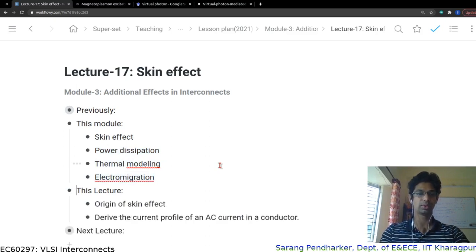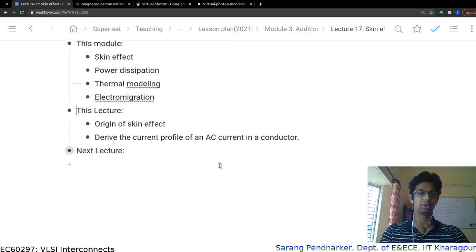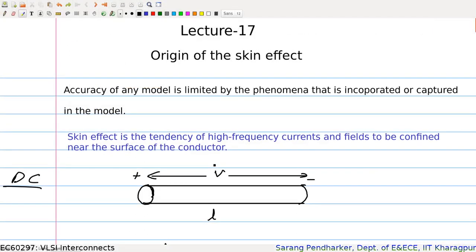In this lecture we will be starting with our discussion on the origin of skin effect. We will make some arguments on why the skin effect should arise, and we will also derive the current profile of an AC conductor in a conducting half space. So with that, let us start with today's content.